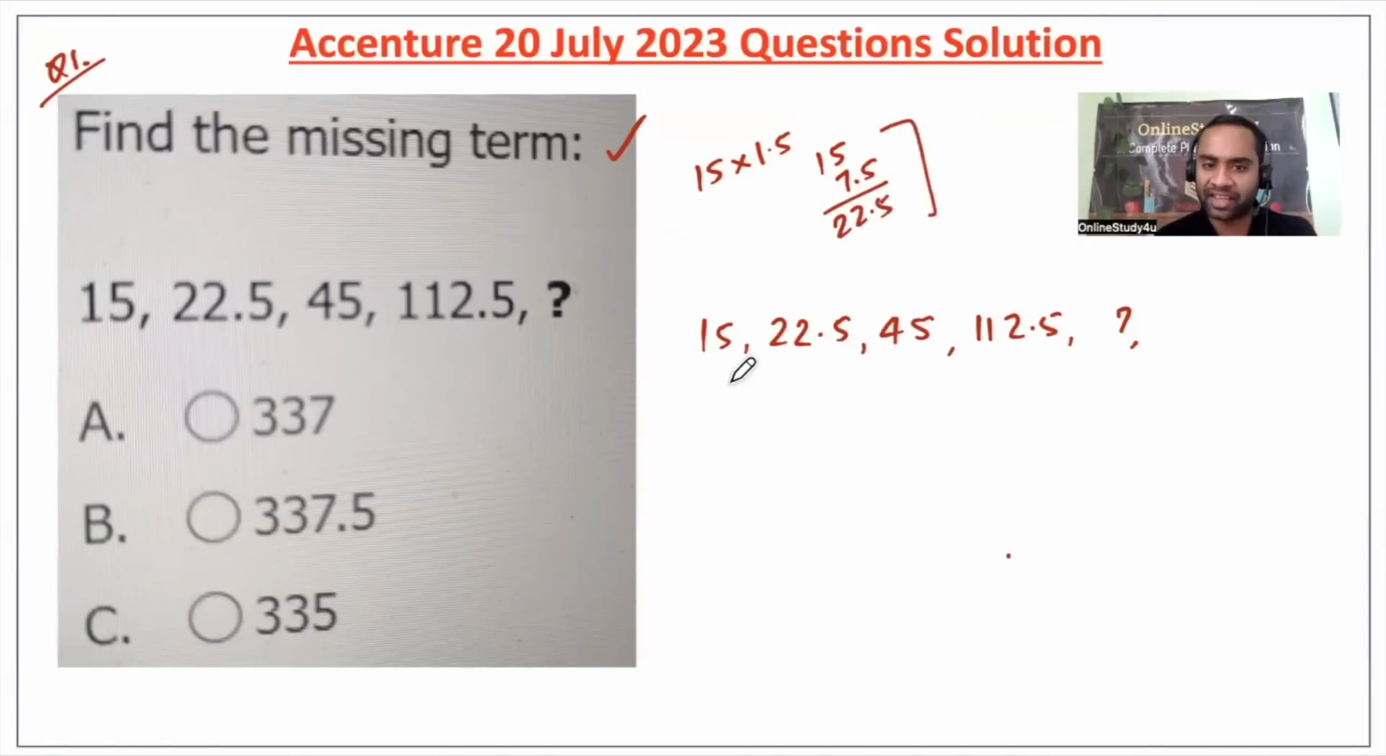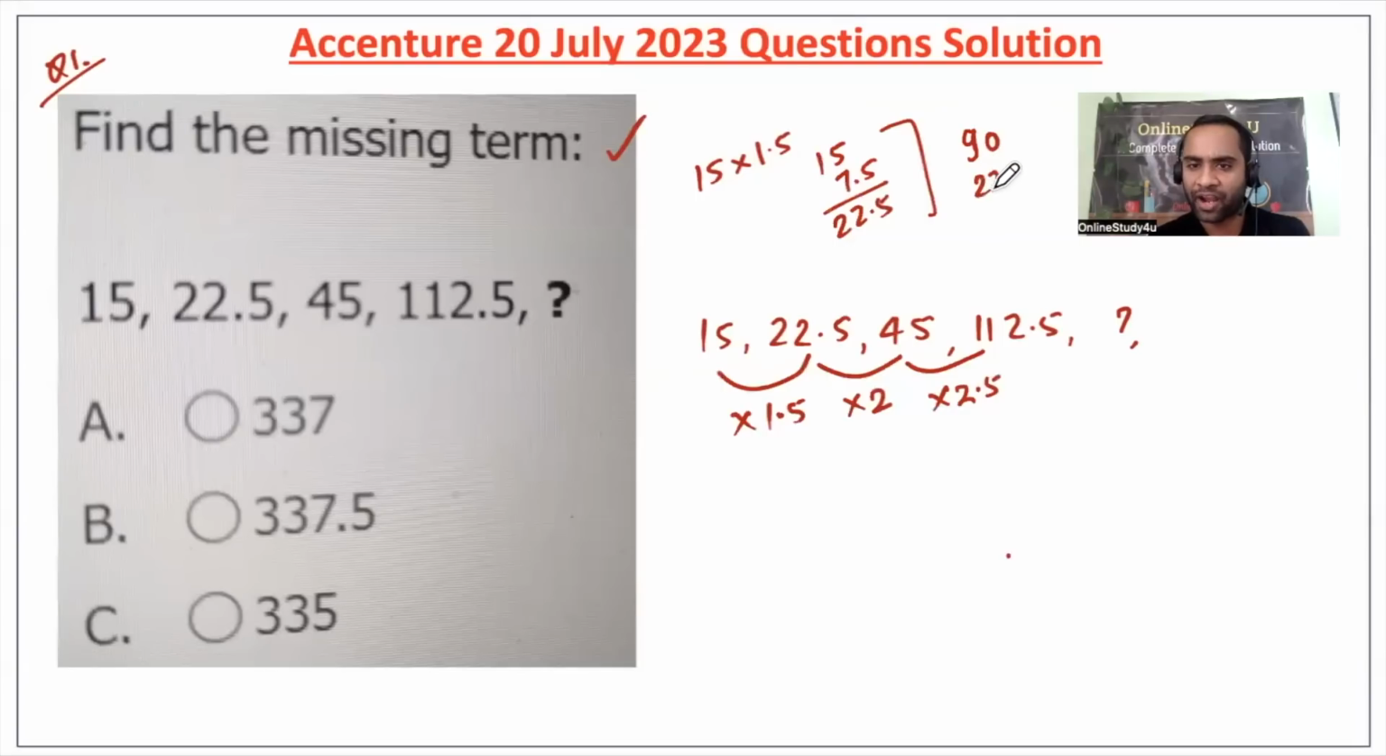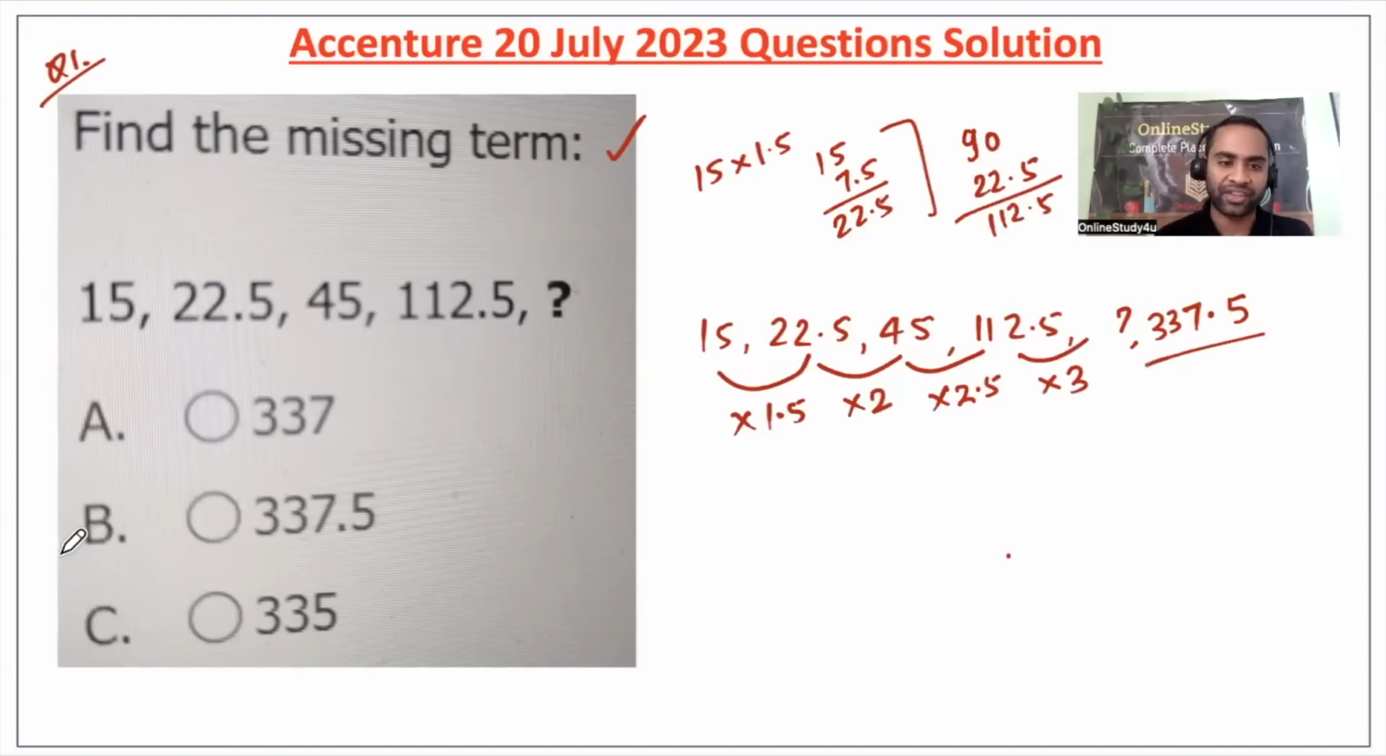Definitely practice is required for all these questions, but when you see this question, at least you should try to analyze. Now 22.5 into 2 will be 45. Now here, if you multiply by 2.5, you can easily multiply: 45 into 2 will be 90 and half of 45 will be 22.5, so this is nothing but 112.5. And the next will be multiplied by 3. So 3 fives are 15, and 3 into 2 is 6 plus 1 is 7, and 3, so 337.5 will be your correct answer.